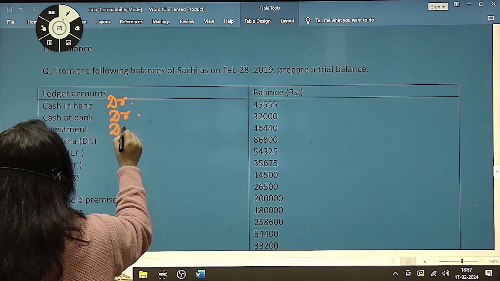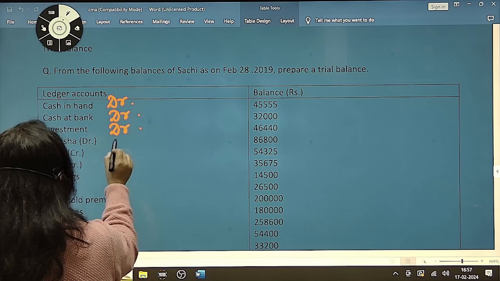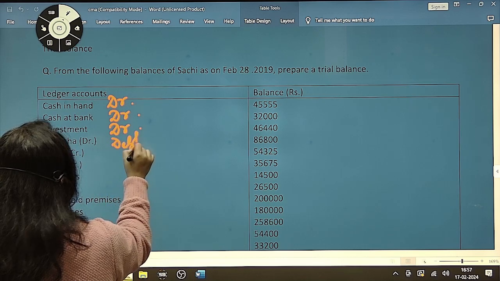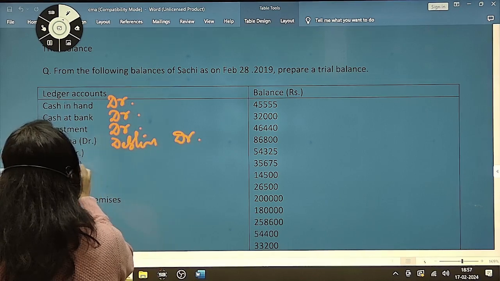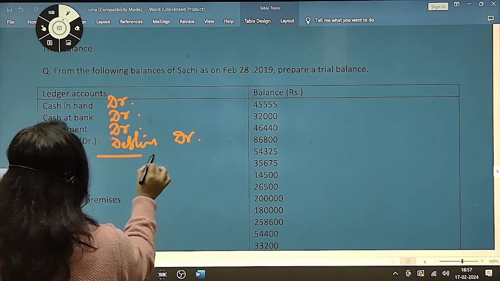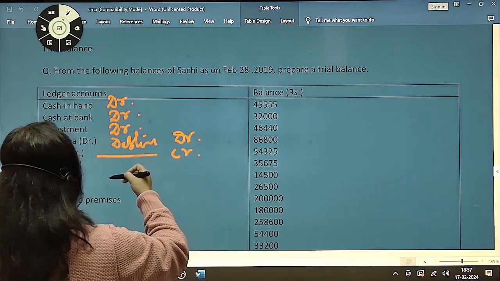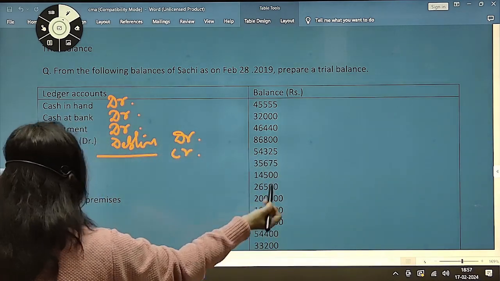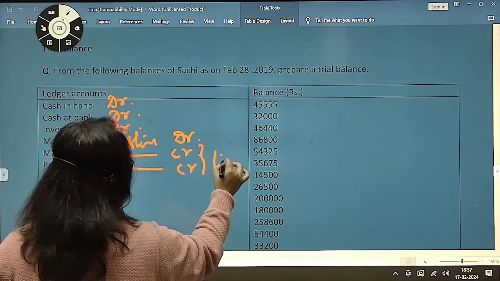Yes. Investment, debit. Yes. Manisha here is already written debit. That means Manisha is a debtor. Manisha, debtor. So it's a debit balance. Maya is a creditor. So it's a credit balance. We will write in the credit side. That is like in the liability side. Payal again liability side. So these are liabilities.